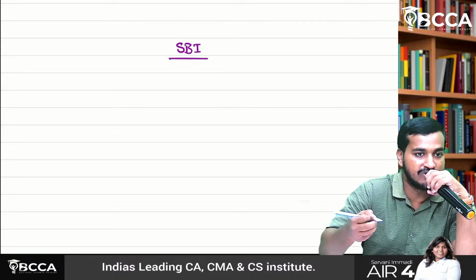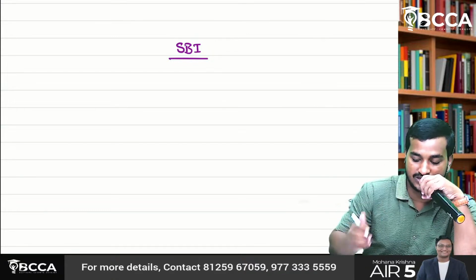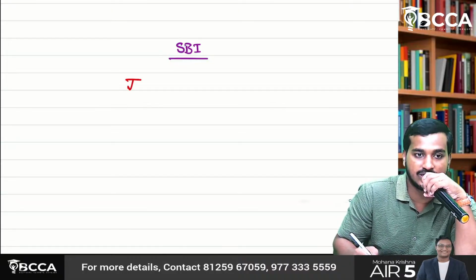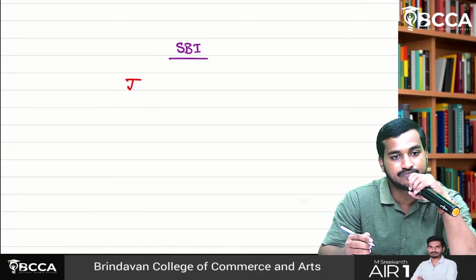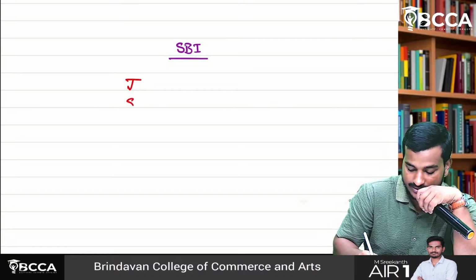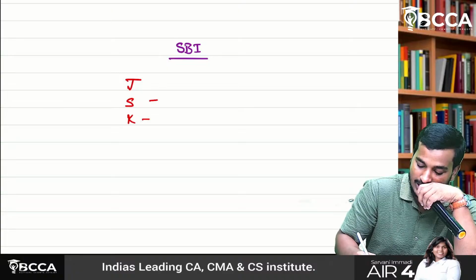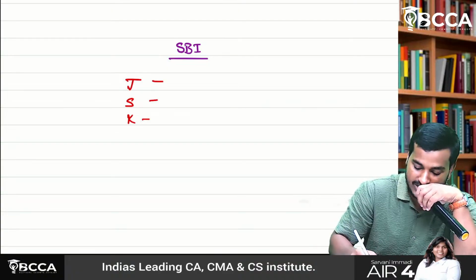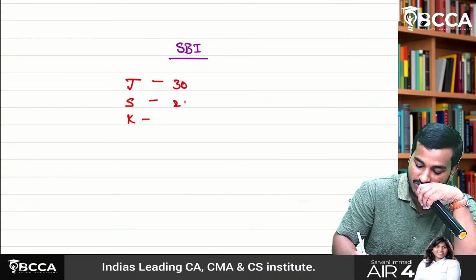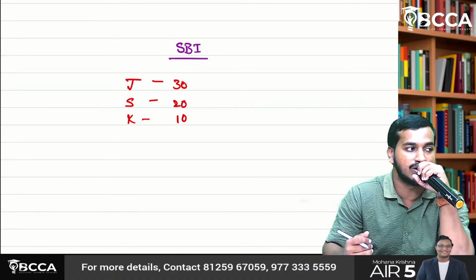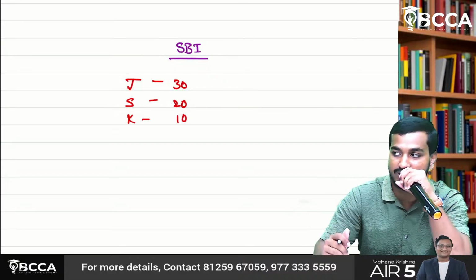SBI bank has given loans to 3 customers, because I think they are mad. They have given loans to Jyoti, Sweta, Kirti. For Jyoti 30 rupees, Sweta 20 rupees, Kirti 10 rupees. These 3 people have taken loans of this amount from SBI.